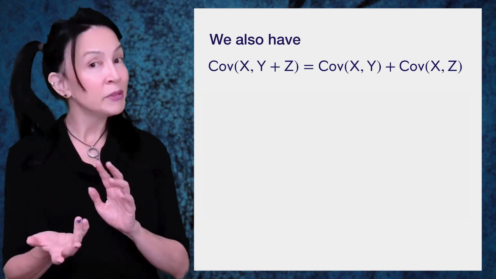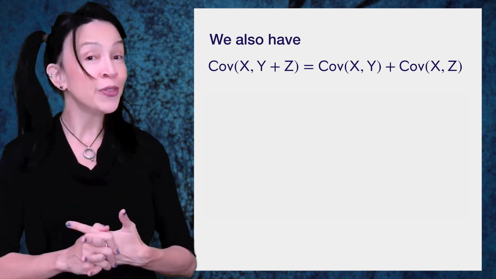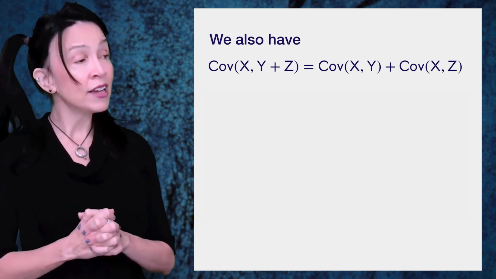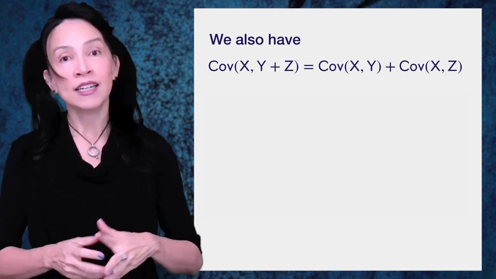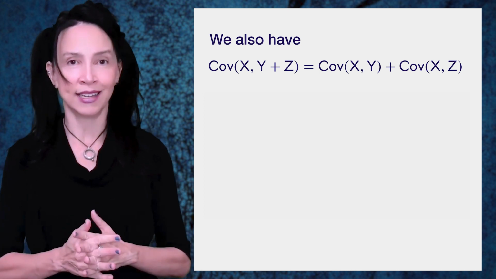Similarly, or using symmetry, we can show it the long way, or we can use symmetry and say we've already shown this. But if you want the covariance of x with the sum y plus z, this is going to be the covariance of x with y plus the covariance of x with z.